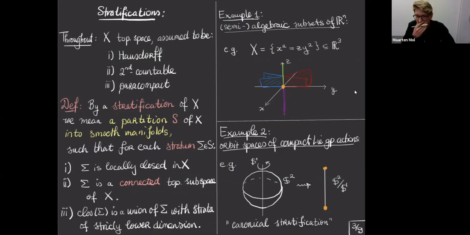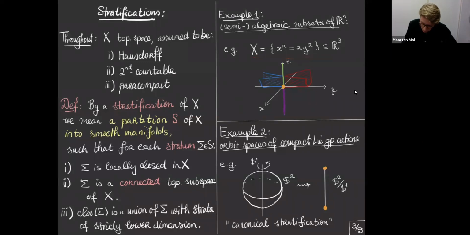All right, so one source of examples comes from real algebraic geometry, more generally from semi-algebraic subsets over ℝ. So each such subset admits a canonical stratification. So let's consider an example. Let's consider the algebraic set given here.